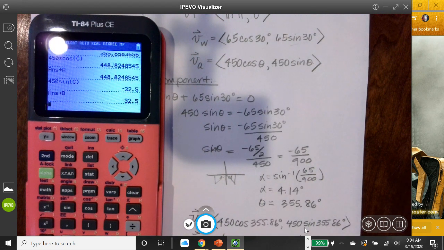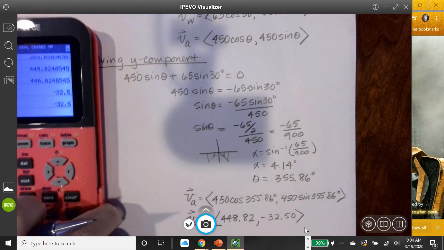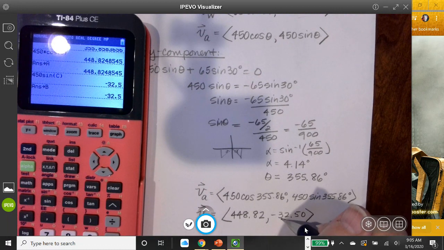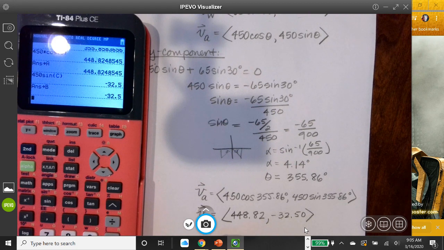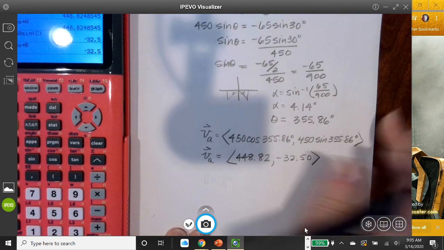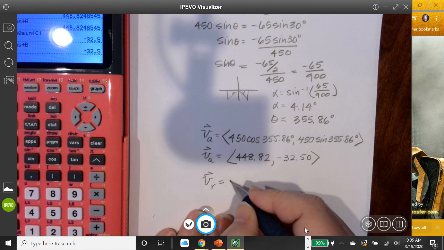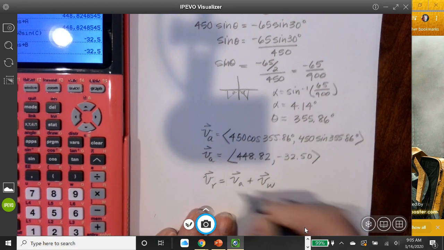But what I'm trying to find is, it says find the compass. Oh, yes, I do need that. I do need that. Because I'm going to add this one, because that's the airplane, to the wind to get the, okay, yeah, that's what I need to do. So I need to find the resultant. Sorry. The velocity of the resultant is going to be v of A plus the velocity of the wind.